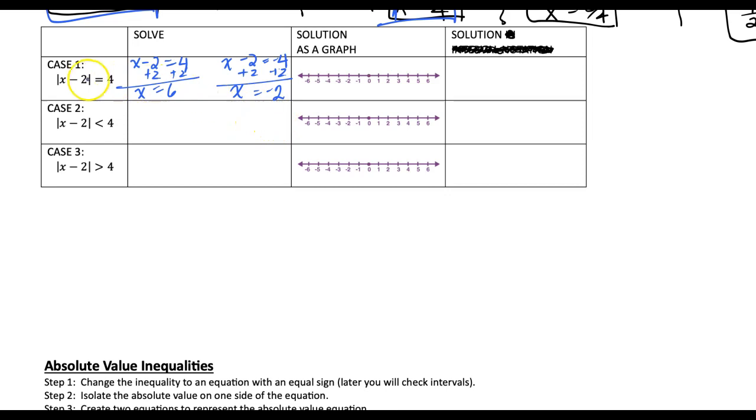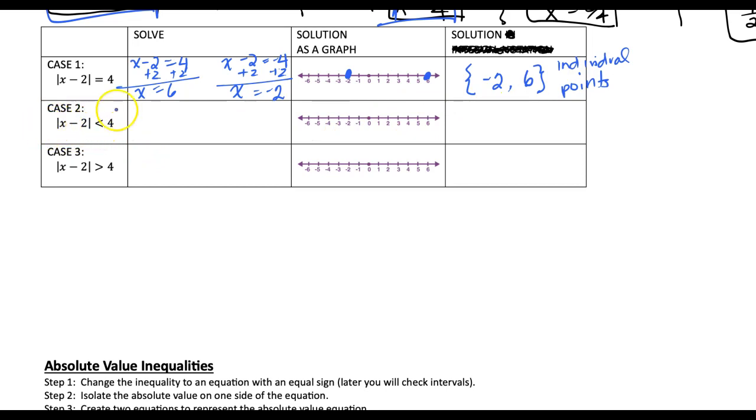Now keep in mind, because this is an equation, these are individual points. So here's -2, and here's 6, and no shading at all. They're just individual points, and how we write that for our solution is -2 is an answer and 6 is an answer. And we use those curly brackets, curly braces to indicate that they're individual points on the number line.